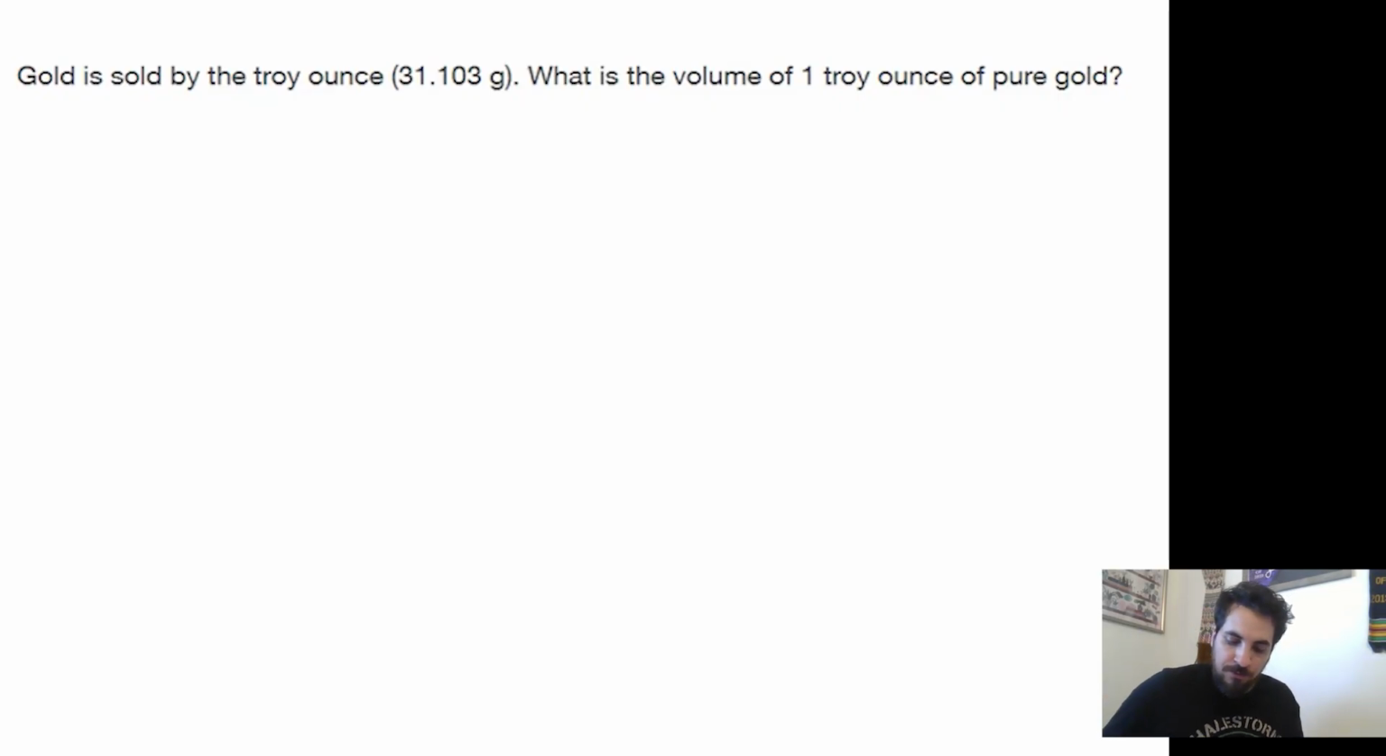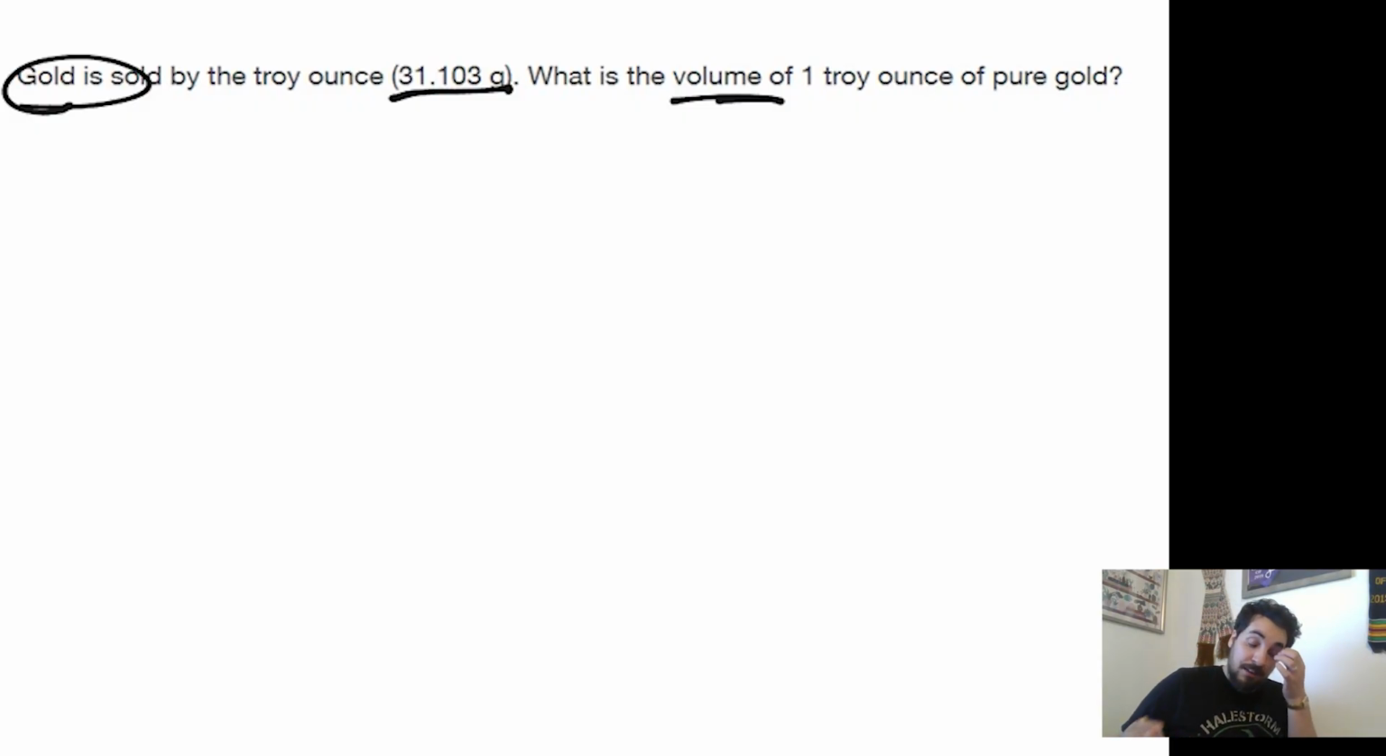In this first problem, we read that gold is sometimes sold by the troy ounce, and it gives us the mass of a troy ounce. And then it asks us what the volume of the troy ounce of gold is. Now, this is important because we are given three pieces of information. We're given the material, we're given the mass, and we're asked for the volume, right? Those are the three things at play here.